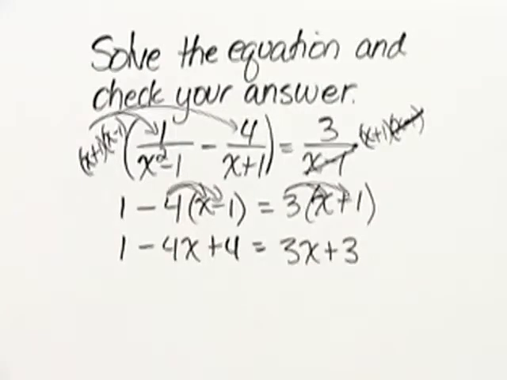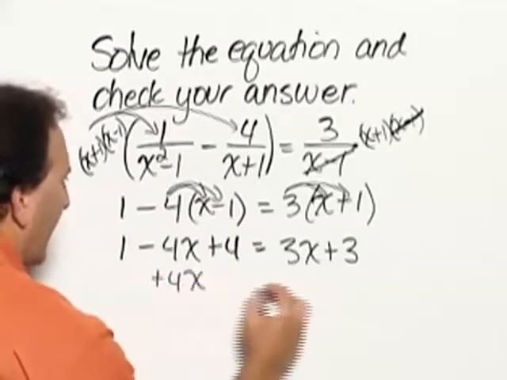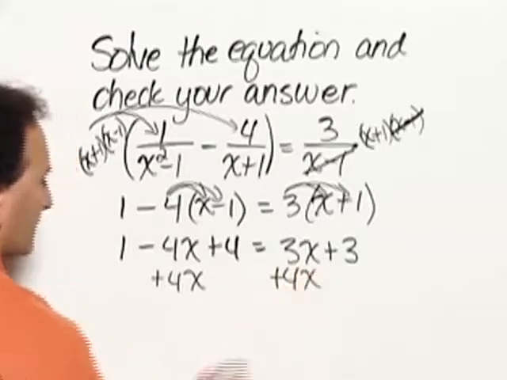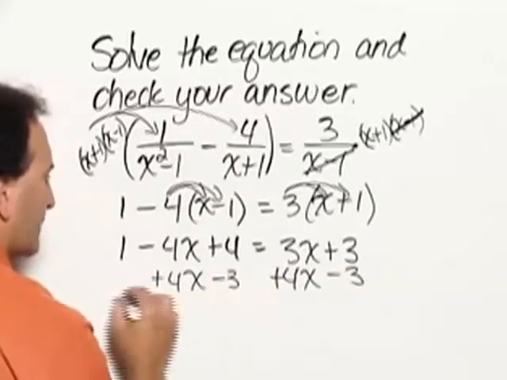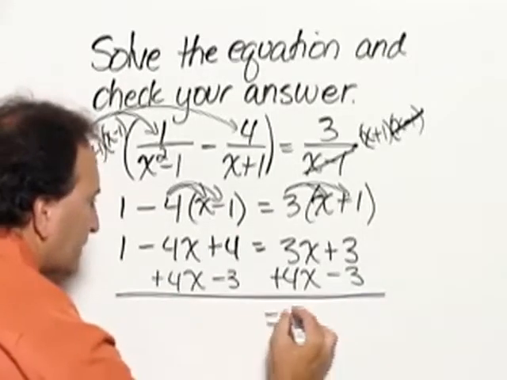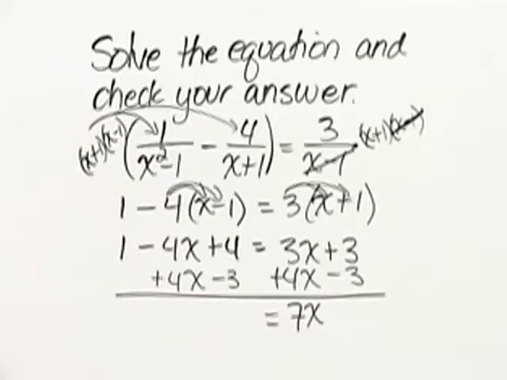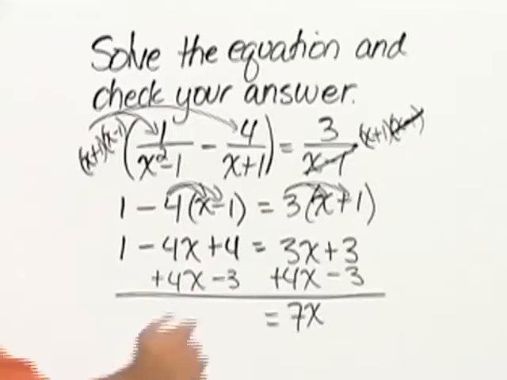So we have x's on each side, we have constants on each side, so we need to collect the x's on the same side. To do so, I'm going to add 4x to both sides. At the same time, I will subtract 3 from both sides. Therefore, what will happen is we'll have on the right side 7x, and on the left side we'll have all the constants. 1 plus 4 is 5, minus 3 is 2.